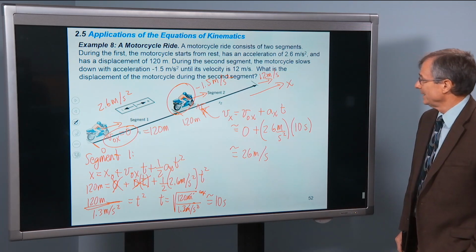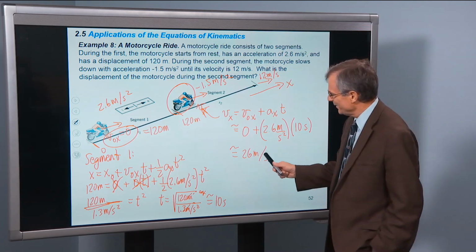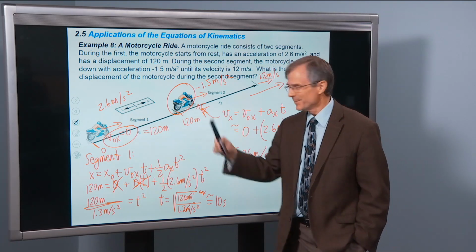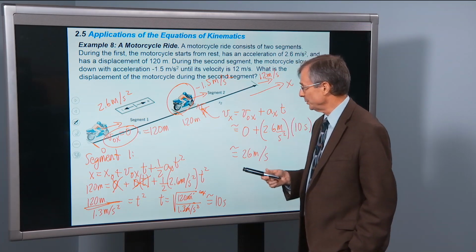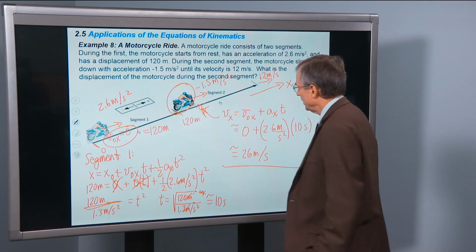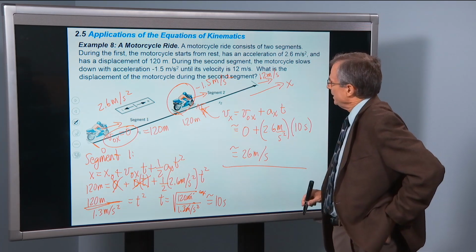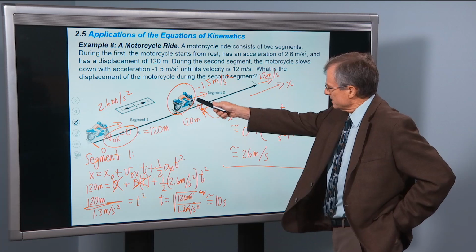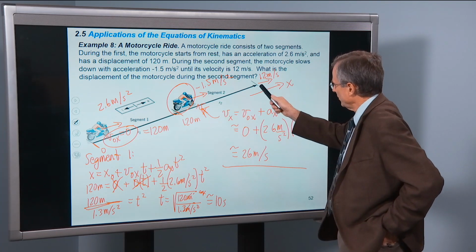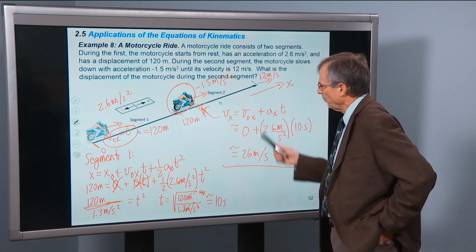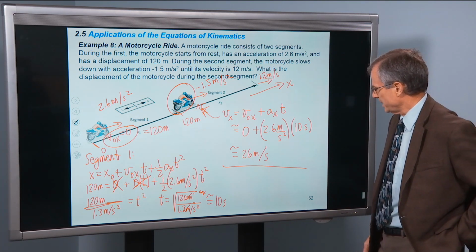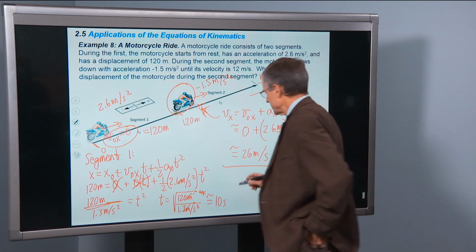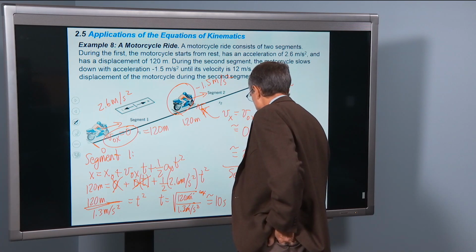Now you know what the initial velocity is here. And I'll let you, as an exercise, work it out, but I'll just sketch it out here. Now we know his initial velocity, his final velocity, and we want to find the distance traveled during that second segment. So this is segment 1. Now we're talking about segment 2.